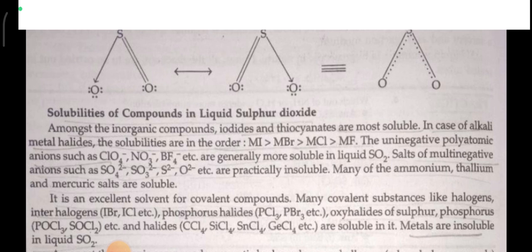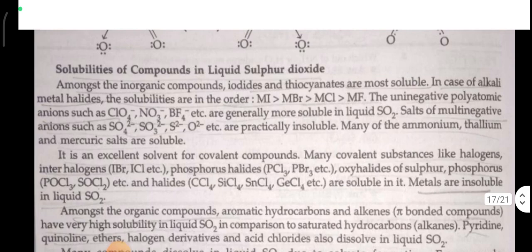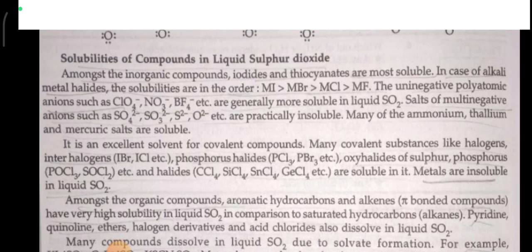Solubility of compounds in liquid sulfur dioxide. Among the inorganic compounds, iodides and thiocyanates are most soluble. In the case of alkali metal halides, the solubilities are in the order MI, MBr, MCl, MF. The uninegative polyatomic anions such as ClO4 negative, NO3 negative, BF4 negative are generally more soluble in liquid SO2. Salts of multinegative anions such as SO4 2 negative, SO3 2 negative, O2 negative, etc. are practically insoluble. Many of the ammonium, thallium, and mercuric salts are soluble.